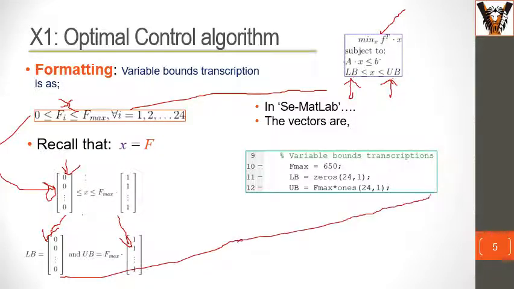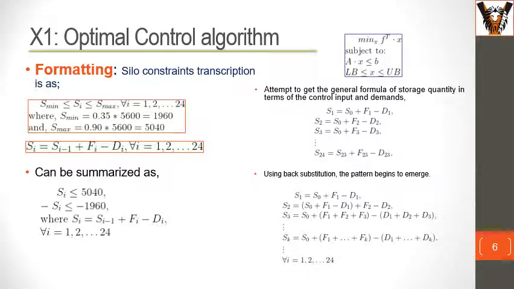Then this becomes our lower bound, a vector of zeros, which is 24 by 1. And then we also write the vector of 1s, which is 24 by 1, times f max, so that we have a vector of f maxes. Done. So then we move on to the bigger part, slightly more complex than the others, which is the inequality constraint. So we are on this part now. We are trying to set this part.